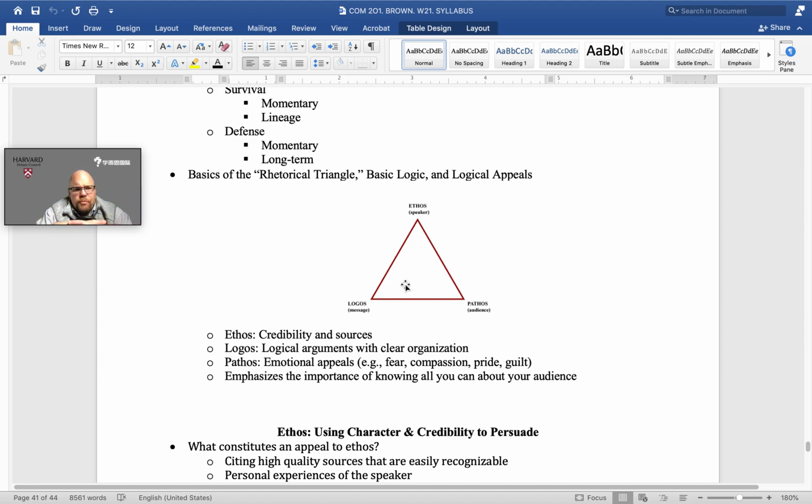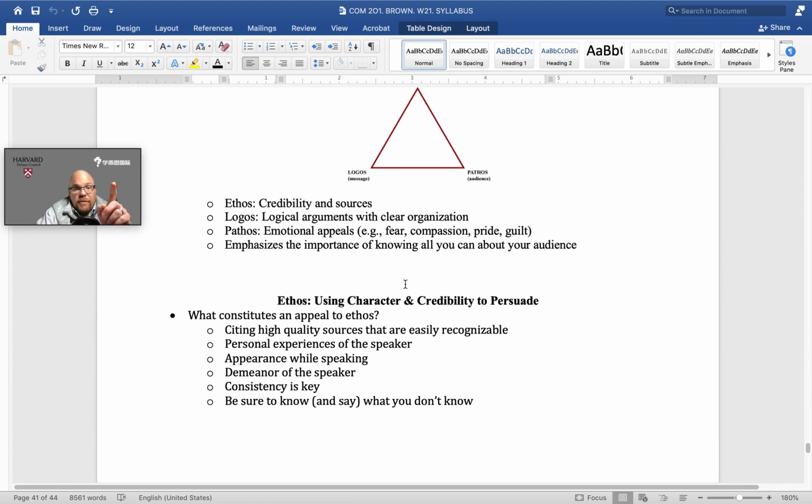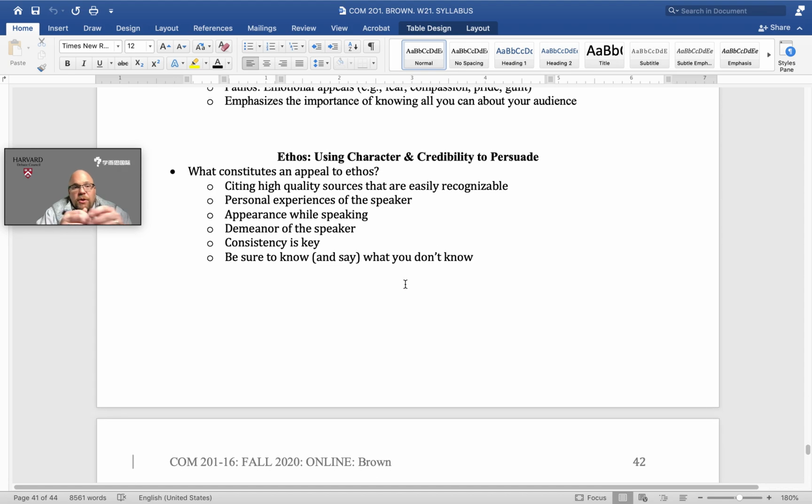And so what we need to remember is that we want to be as effective as we can be at persuasion. So we're going to cover all three of these in our speeches, and we're going to talk about those individually. First, ethos, or using character and credibility to persuade. So what is an appeal to ethos? This is when you're citing sources, because no one here is an expert, I don't think, in any particular area. When we cite experts, we cite easily recognizable sources.